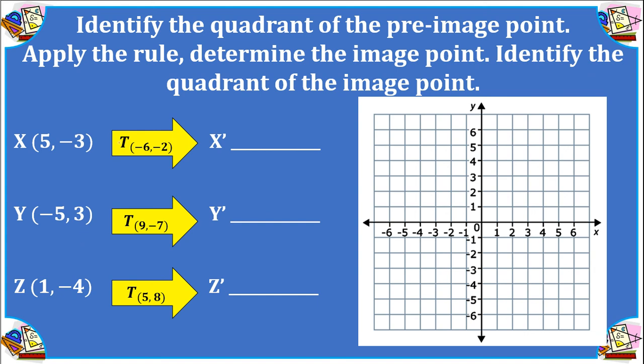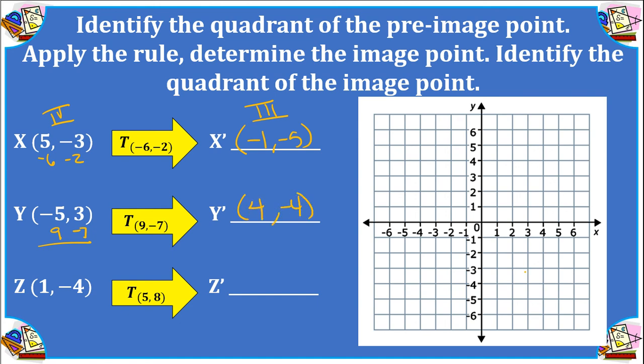Okay, so we're going to apply what we just did. I'm not going to use this graph at all. So we have X, (5, -3), and this is in quadrant 4. And we are translating it 6 units left and 2 units down. So when we combine those, X prime is (-1, -5), putting us in quadrant 3, where we have all negatives. Y to Y prime is moving to the right 9 and down 7. So this gives us Y prime of (4, -4).